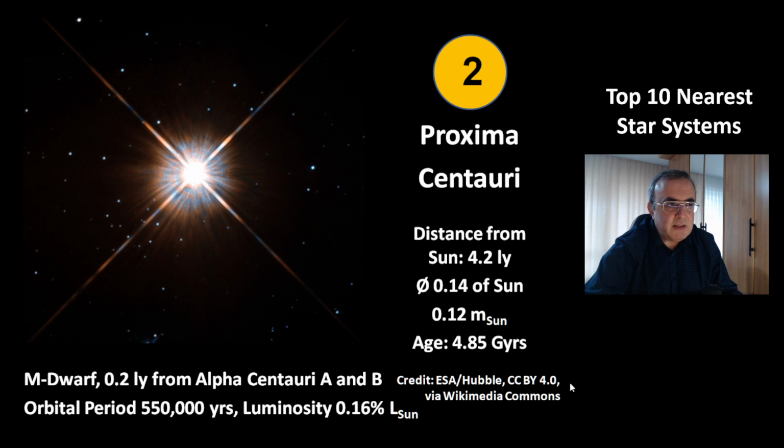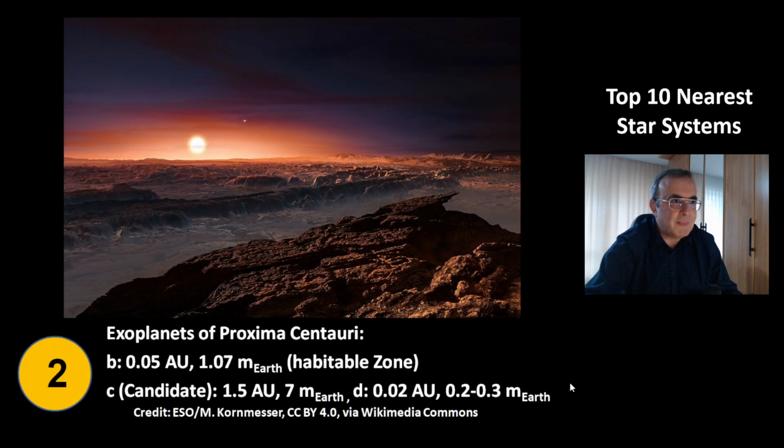And luminosity is 0.16% of that of the Sun. Proxima Centauri is known to have exoplanets. One of which is a very interesting candidate. This computer animation shows how it could look like. It is about 0.05 AU, which is very close to its star. But the star is a dim star, and that's why it's still in the habitable zone. It has about the same mass as Earth.